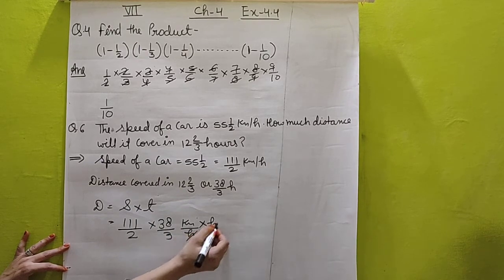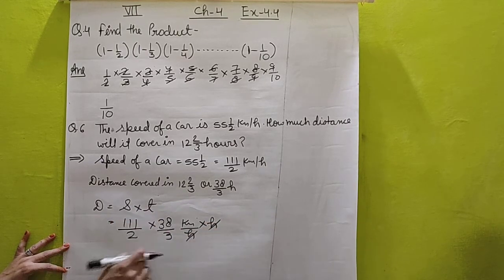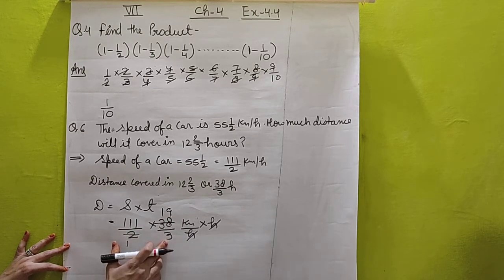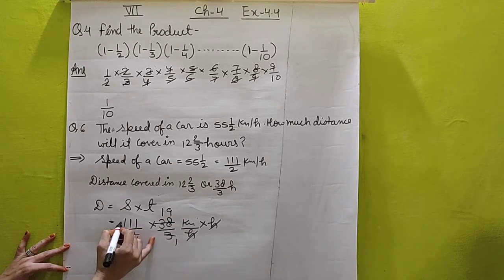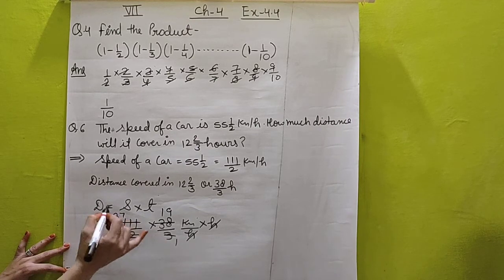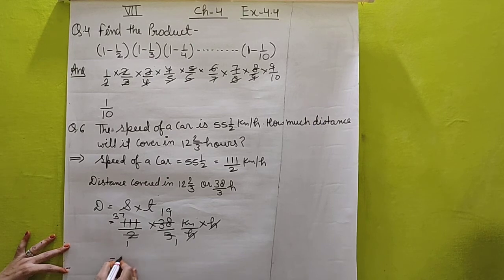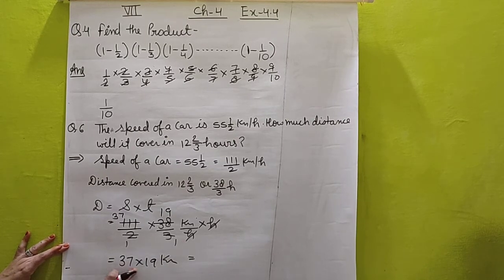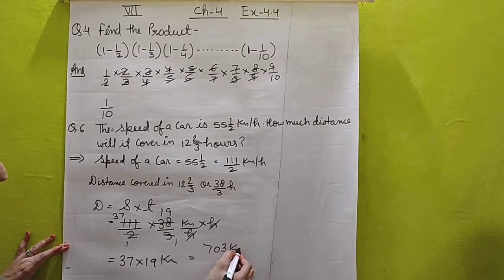So here we can cut hours with the hours. Now we will use the cutting method. 2 ones are 2, here 2 ones are 2, and 2 nines are 18. 111 we can cut by 3. 3 ones are 3, 3 threes are 9, then 2 is remaining. It will be 21, 3 sevens are 21. Now students, 37 multiplied by 19 kilometer. So what will be your answer? 37 multiplied by 19, it will be 703 kilometer.